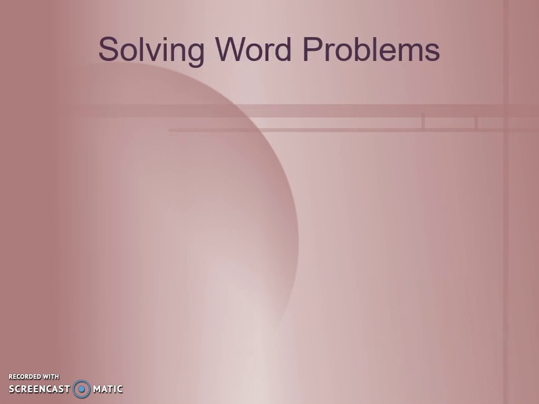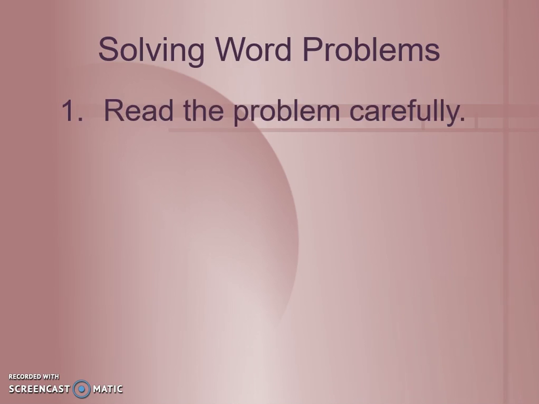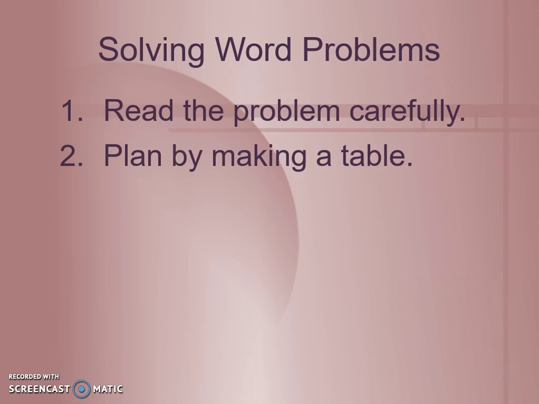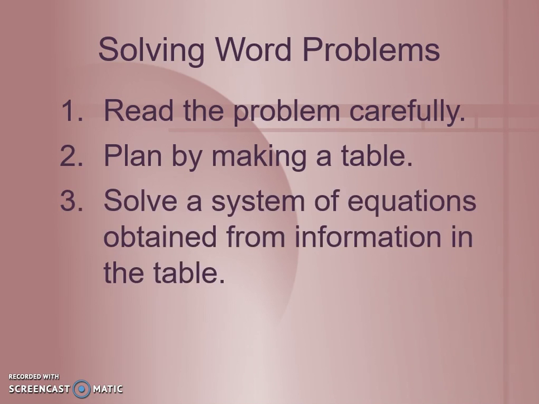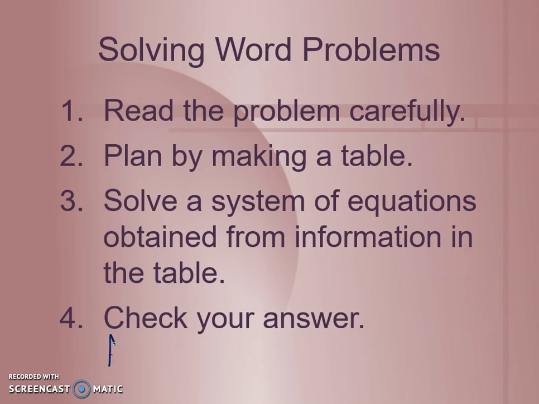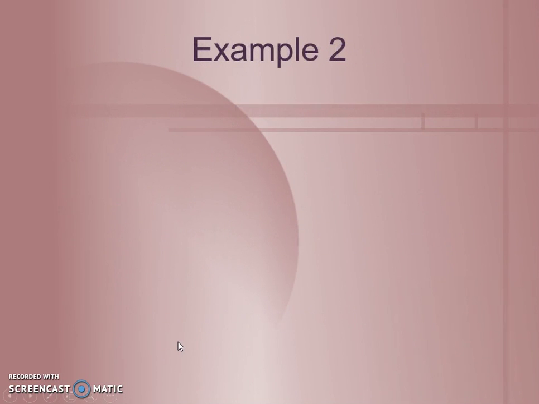This goes without saying, I think, pretty self-explanatory, but they do go back over solving word problems with two variables. It's very similar to solving problems with one variable. We should always read the problem carefully, plan by making our table, solve our system of equations that we've obtained from the information in the table, and then always, always, always check your answer.